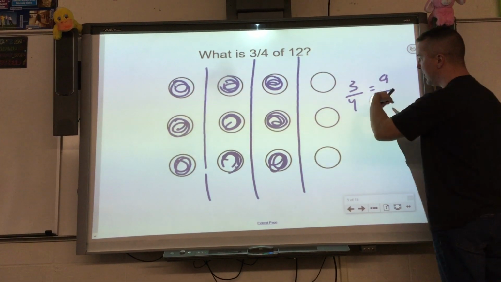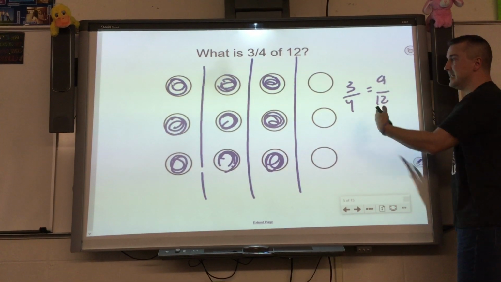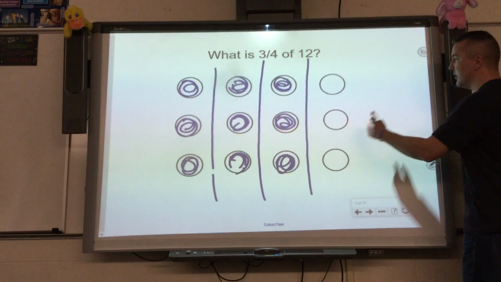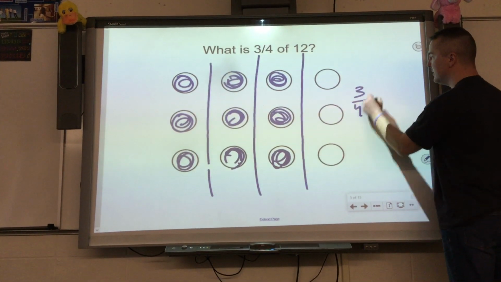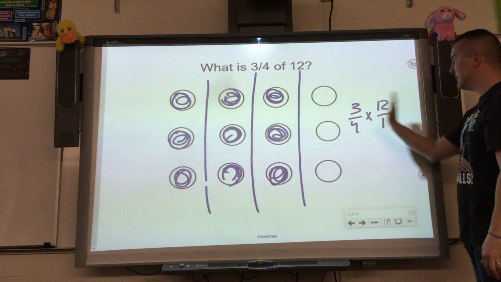If I go 3 times 12, I get 36. 4 times 9, I get 36. I get the same answer. So they're equivalent fractions. Now, mathematically, if I want to do this, 3/4 times 12 over 1.